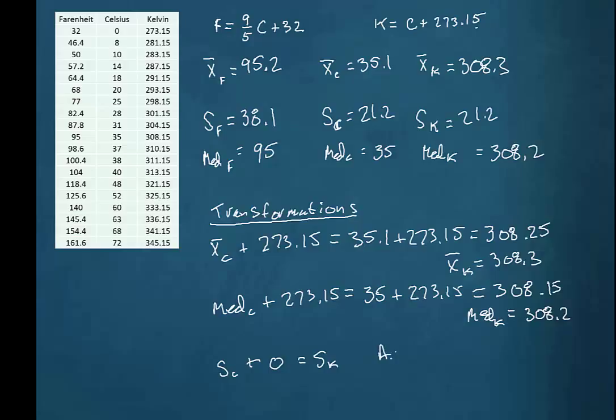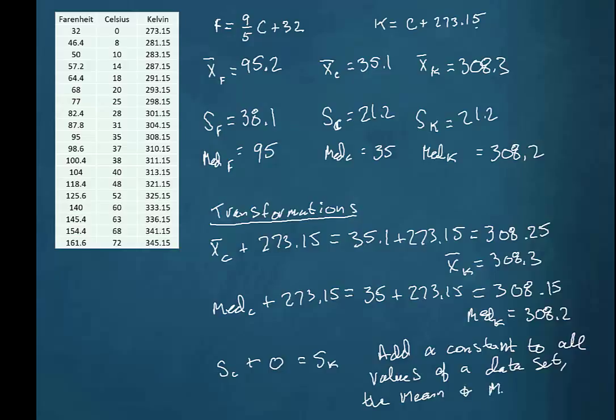If we add a constant to all values of a data set, the mean and median increase by that constant.